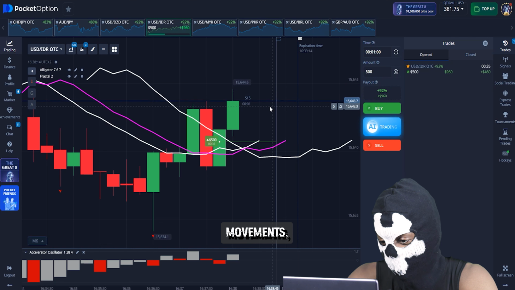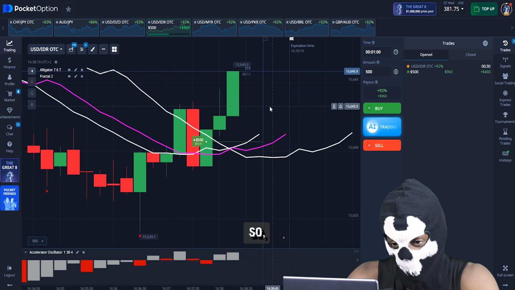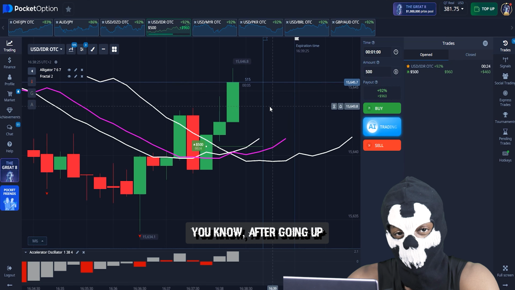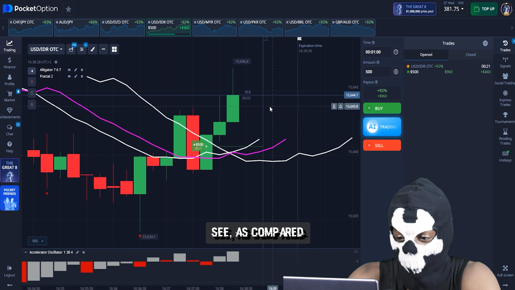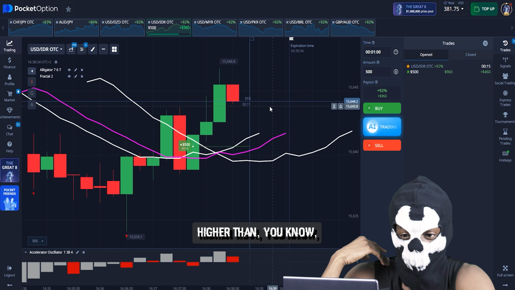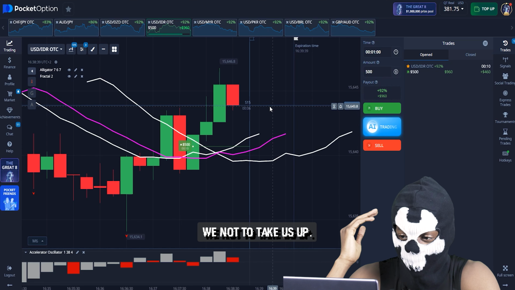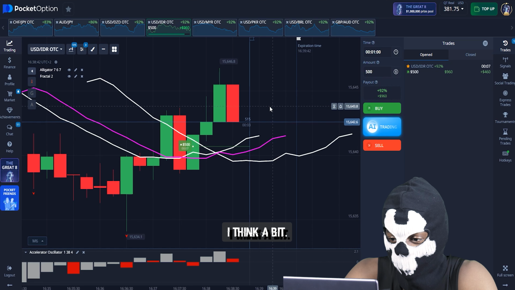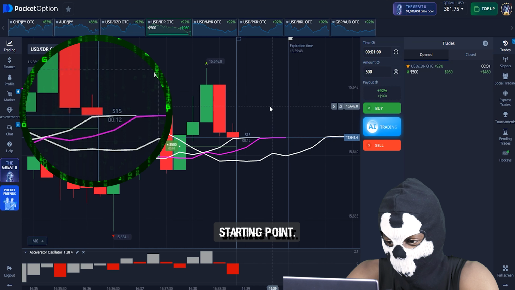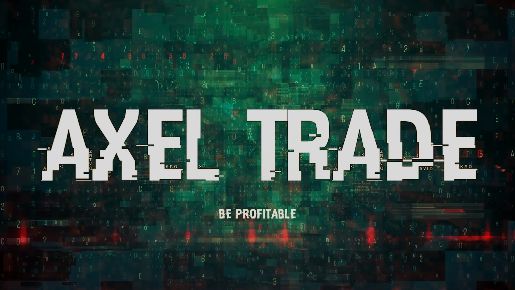If you can see in the previous movements, there was a point where it was down, but now it's up. So I had to make a confident decision that I have to go up. And I did go up. And you can see, as compared to the previous trade, we are on the upside of life. We are higher than in the last trade where we had to wait for the last-minute winner to take us up. But here we are, okay, it keeps going down, but yeah, we're miles above the starting point. There we go. $960 in the bank. Let's move on to the next trade, guys.